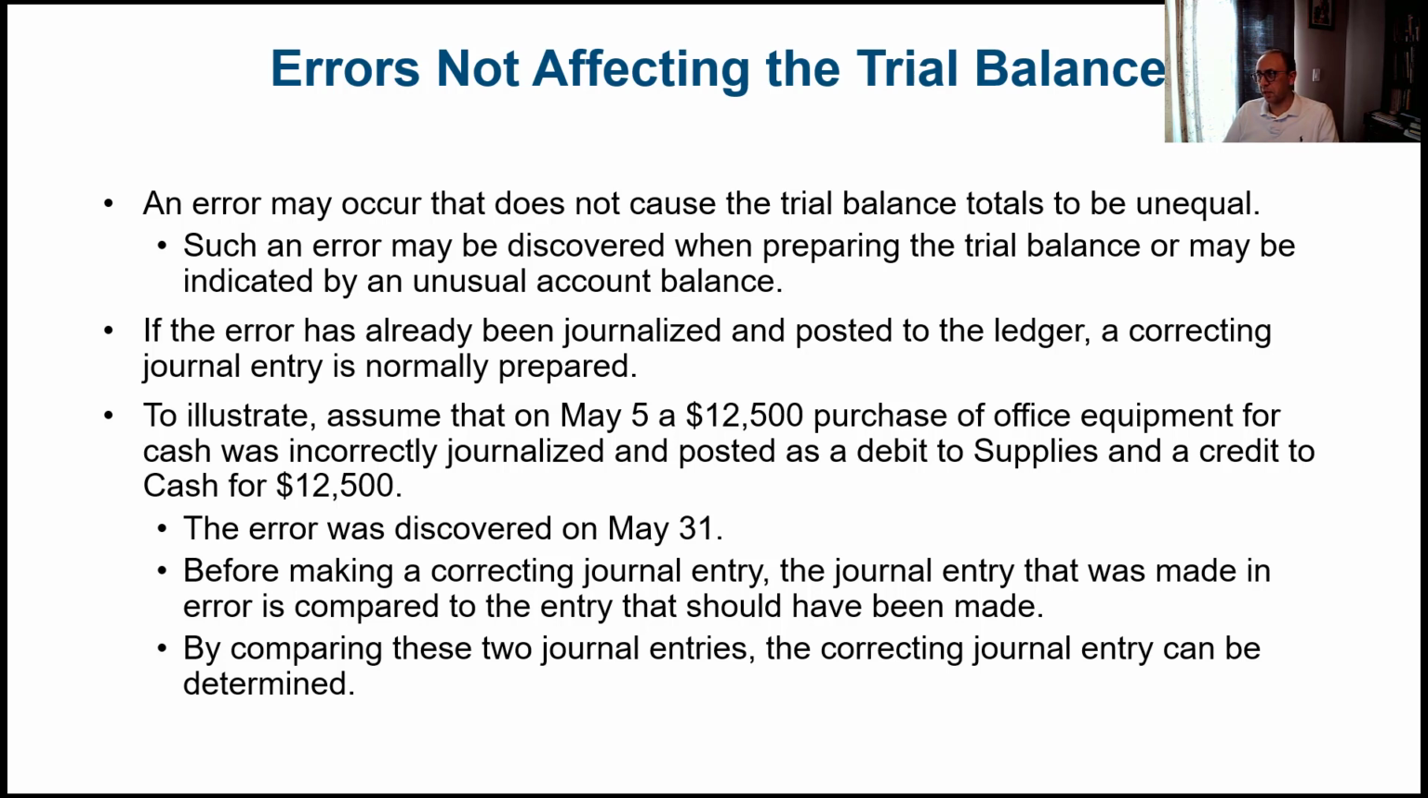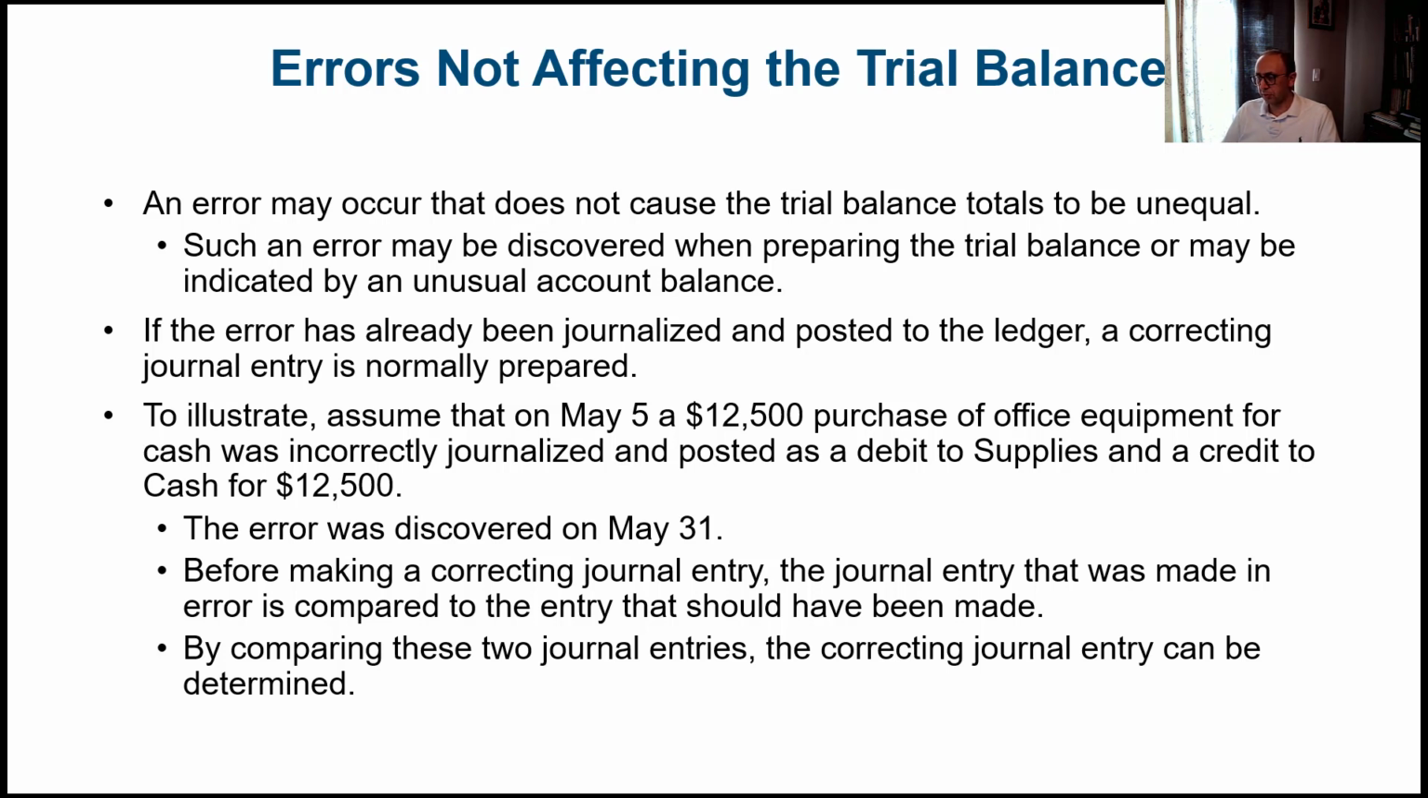Assume that on May 5th, a $12,500 purchase of office equipment for cash was incorrectly journalized and posted as a debit to supplies and a credit to cash for $12,500. So remember, when we buy office equipment, that's an asset with the title office equipment or simply equipment. Supplies are different. If we recorded this by mistake as supplies, then we have to correct that error later on. So the error was discovered at the end of the period on May 31st.